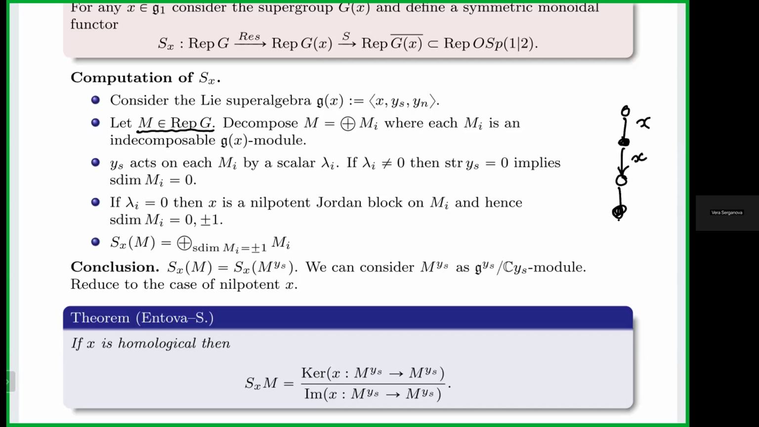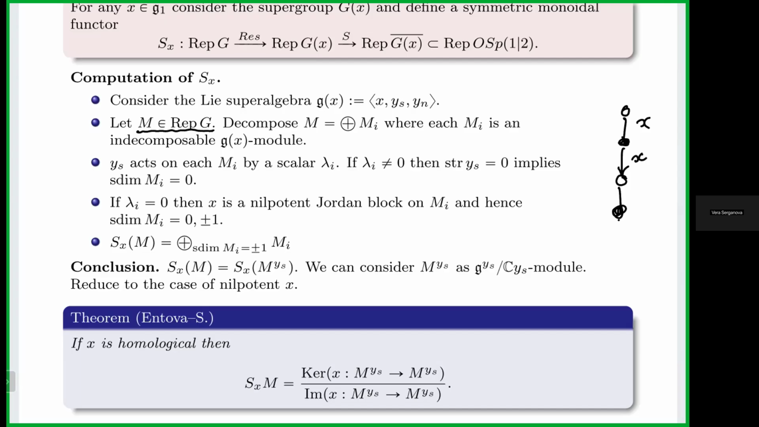So in conclusion, what we do, we first take invariants over ys, because we are only interested in the case when ys acts by 0 on M. Then we can consider M to the ys, and after that we do semi-simplification over there. This way, we can reduce the computation of the functor Sx to the case when x is nilpotent.